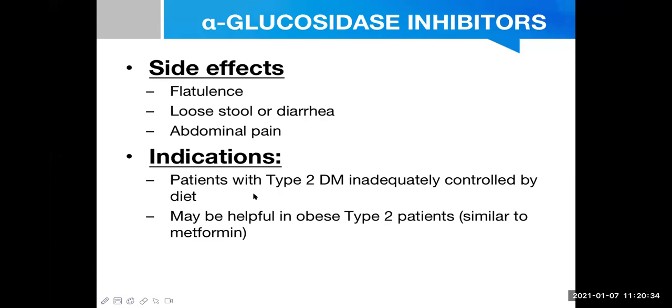Now, regarding the indication of alpha-glucosidase inhibitors: in patients with type 2 diabetes mellitus inadequately controlled by diet alone, we can give a trial of acarbose. It may be helpful in obese type 2 patients, similar to metformin. But in comparison with metformin, it is not a very popular drug. Okay, metformin is very, very commonly used.